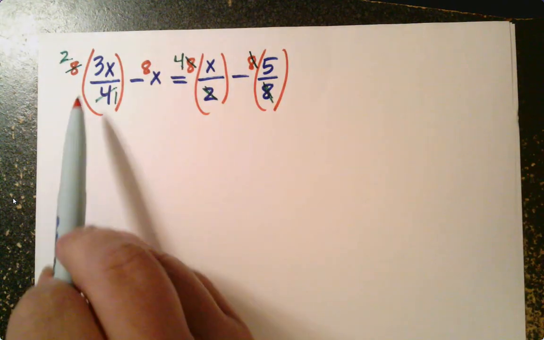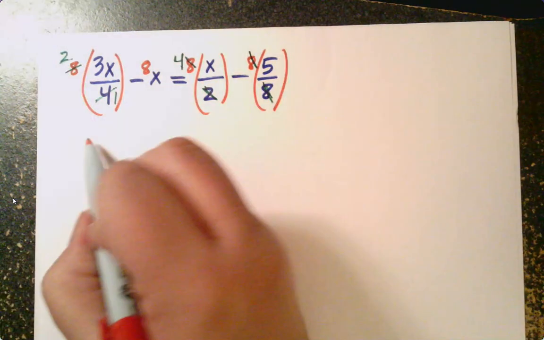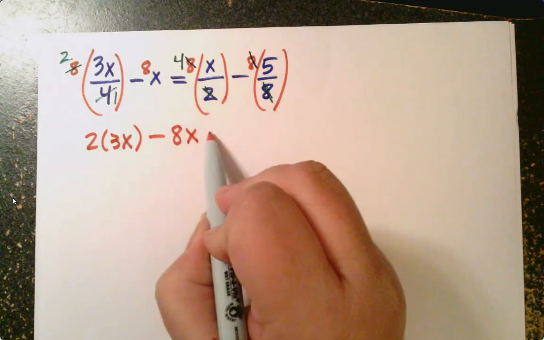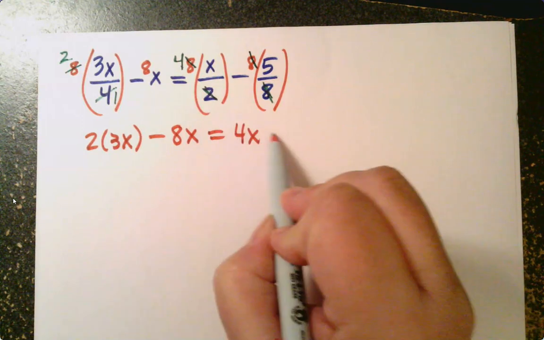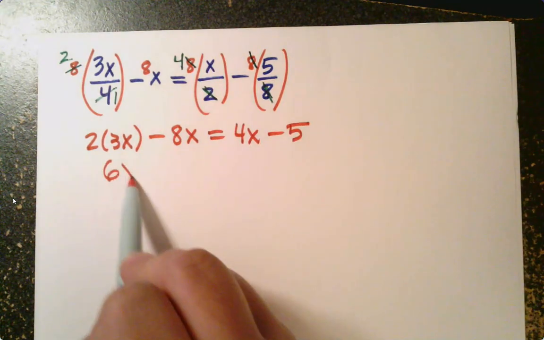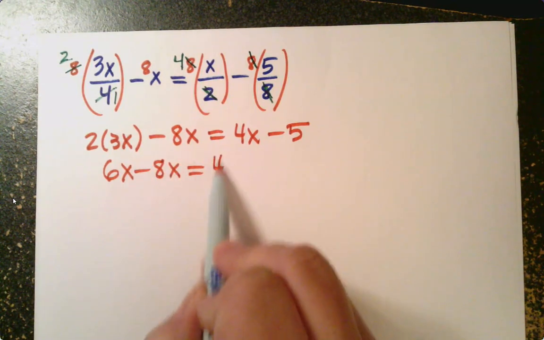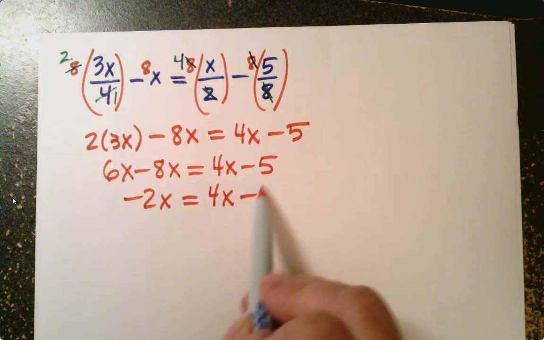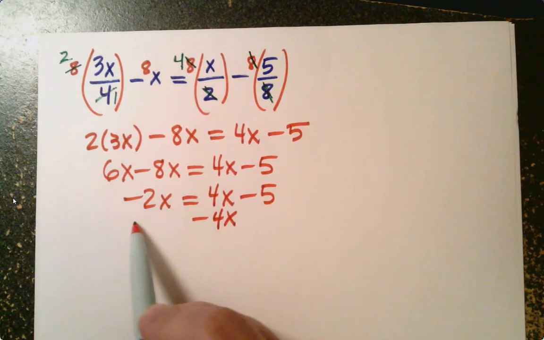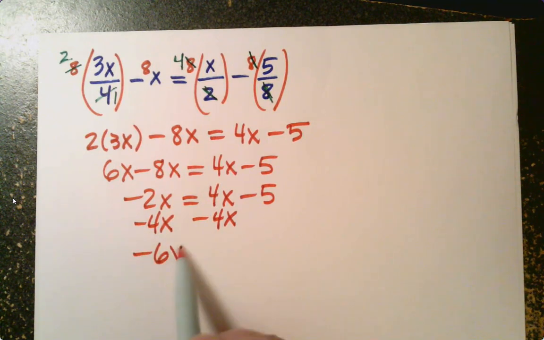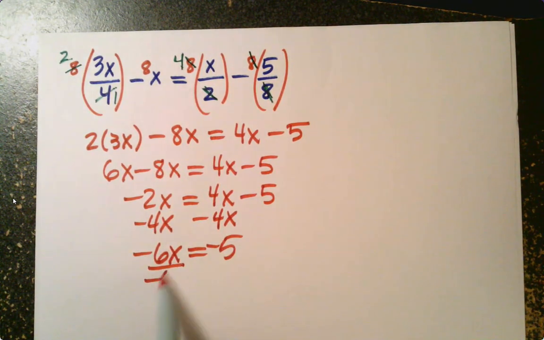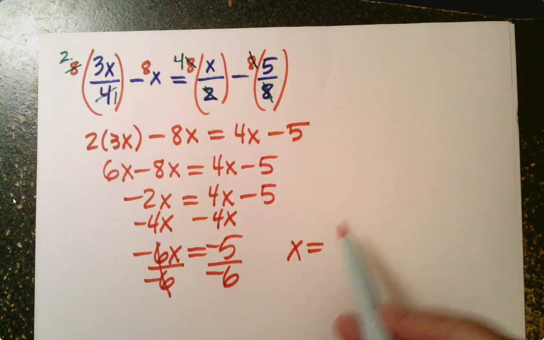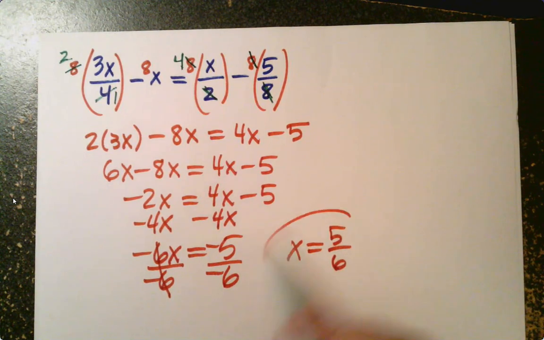So now I have on top 2 times 3x minus 8x equals 4 times x, no fractions left, minus 5. So that's 6x minus 8x equals 4x minus 5. Negative 2x equals 4x minus 5. Subtract 4x from both sides to collect my x's on one side. And I will get, when I isolate my x, that x is equal to 5/6. Negative divided by negative is a positive.